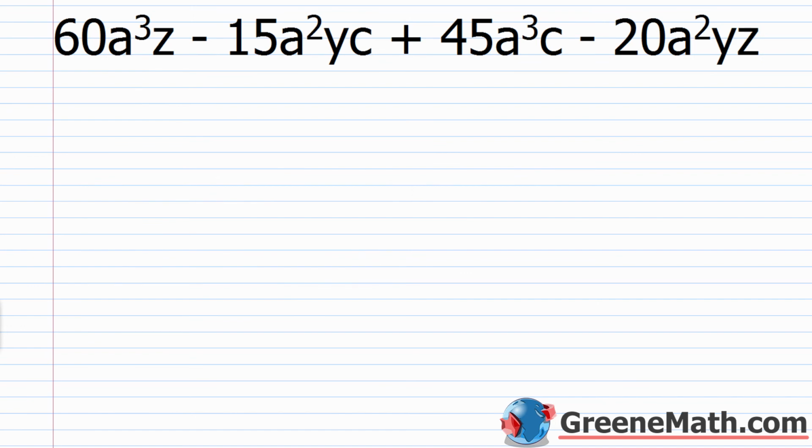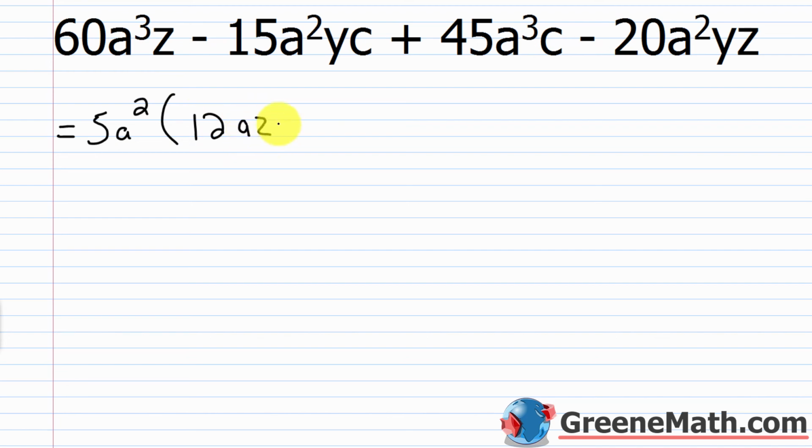All right, let's take a look at another one. We have 60a cubed z minus 15a squared yc plus 45a cubed c minus 20a squared yz. So again, if I look here carefully, I notice that 5 is common to everything before I even start, and also a squared is common to everything before I start. So before I do anything, I can pull that out. So I can pull out a 5a squared and rewrite this whole thing here. 60 divided by 5 is 12. A cubed over a squared is a.